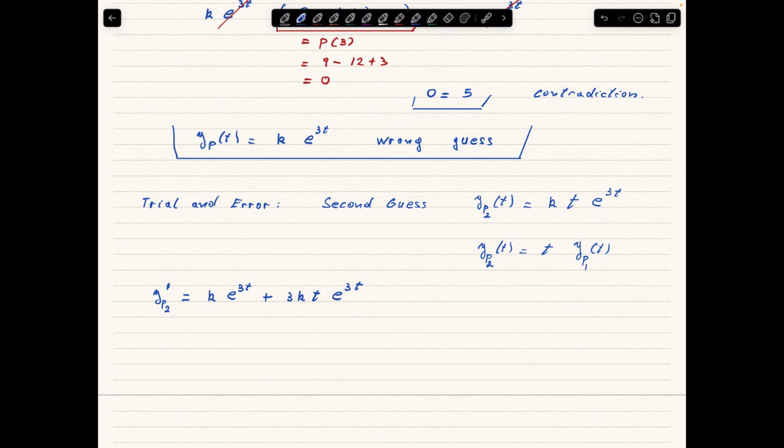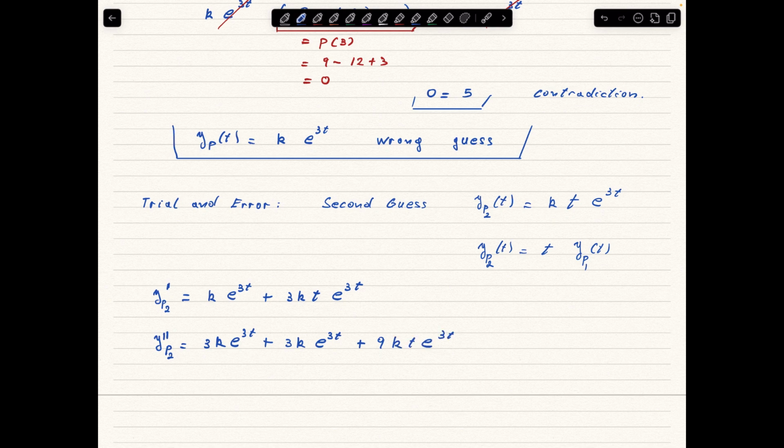exponential 3t. And now one more derivative, the second derivative of the guess function, so here is 3k exponential 3t, and now product rule, 3k exponential 3t. Now I'm derivating here, the first term comes the derivative from t, and then plus 3 and 3 is 9 k t exponential 3t.